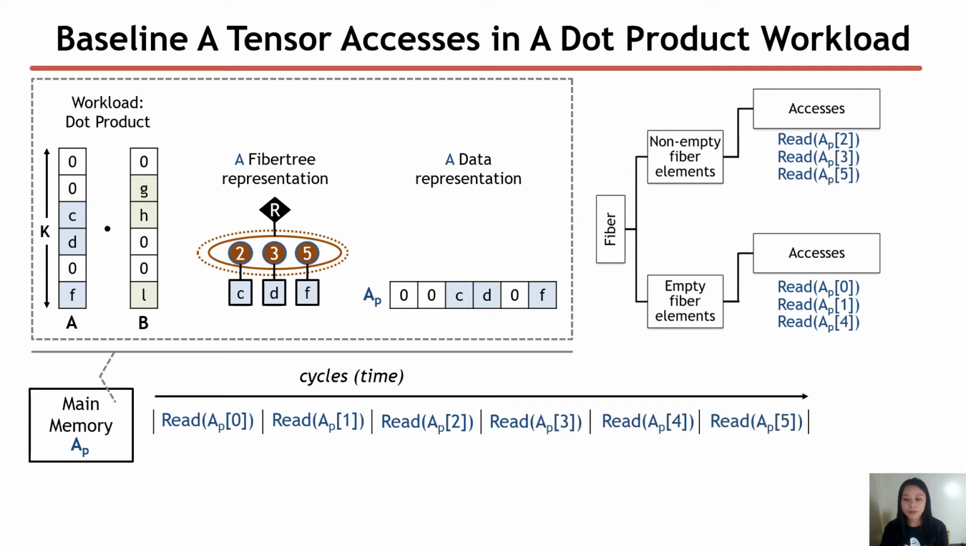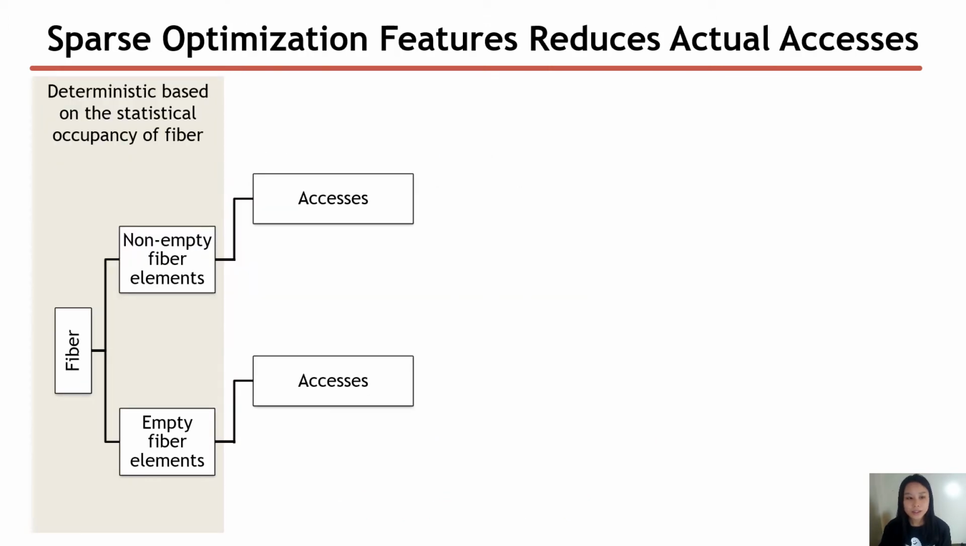And similarly, you could look at the fourth position, the fifth position, and the last position in the A payload vector and classify them as different types of accesses, as shown in this figure. And as a baseline, we are having 6 actual accesses to the vector, and there are 6 cycles. So now let's see how our sparse optimization feature can play a role here.